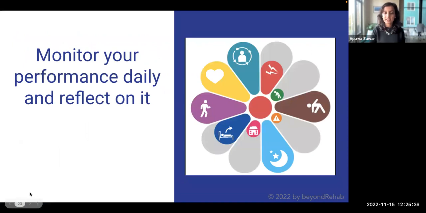So as you're understanding, everyone has a different perception, different experience with the change in weather. It's also equally important to monitor our performance daily and reflect on it. So how do you do it? As you know, it's not just the change in weather which influences your pain.